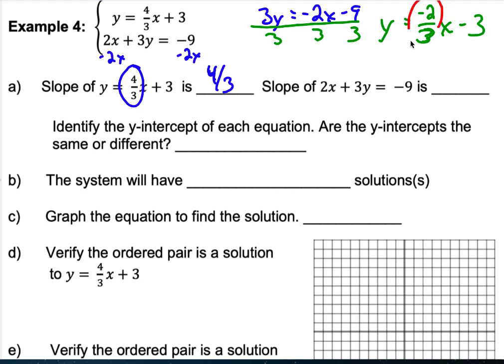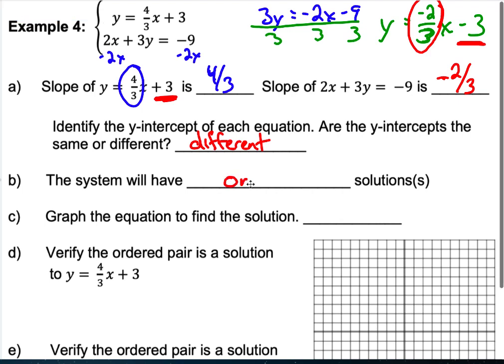Here, my slope is going to be -2/3, so they have different slopes. My y-intercept in one is +3, it's -3 in the other, so they have different y-intercepts. So different slopes, different y-intercepts, so two completely different lines, they're going to have one solution.